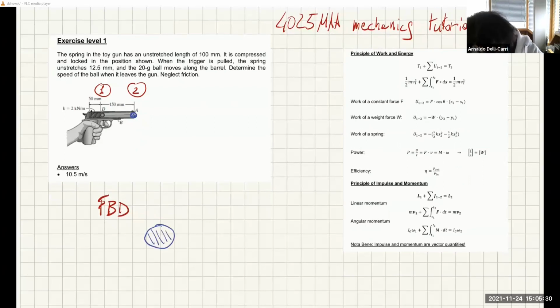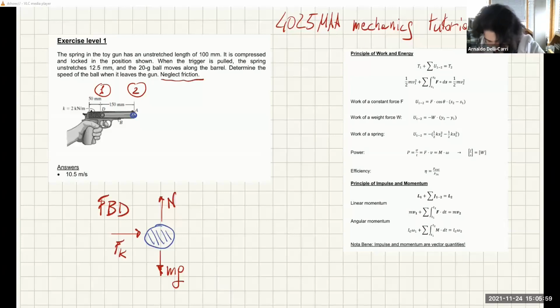And as you know, on the ball is acting the weight force, so the weight of the ball, mg, a reaction force, normal force from the barrel. There's also a spring force, which is, of course, propelling this forward. And I think that's it. There is no friction. Yes, it says neglect friction. So there's no friction. Therefore, these are the only 3 forces acting on the ball. And they are both acting at instant 1 and at instant 2. So these are exactly the same.